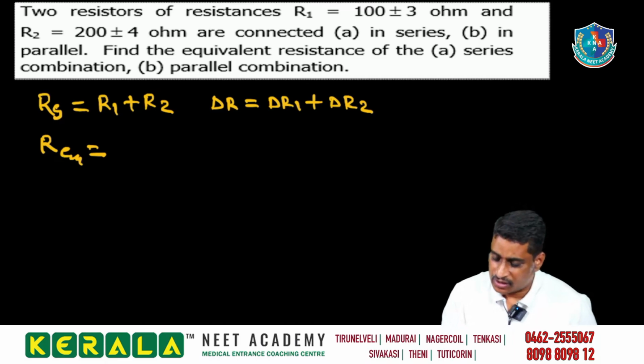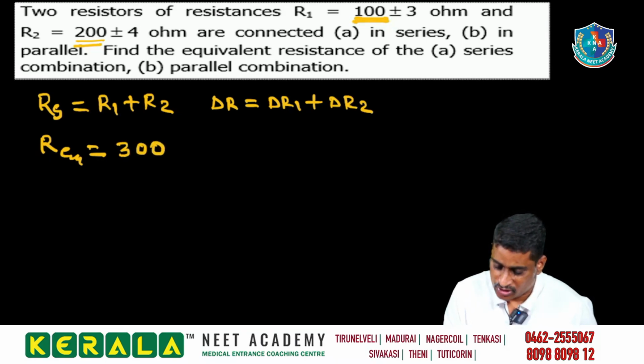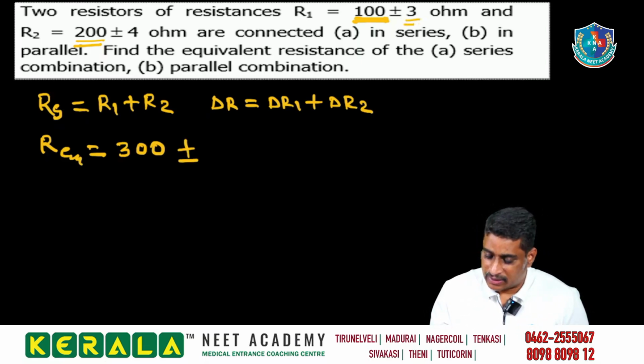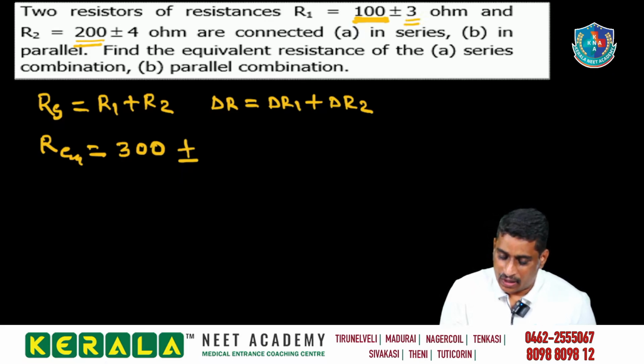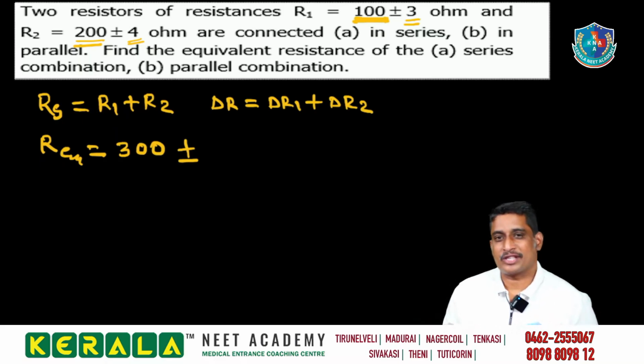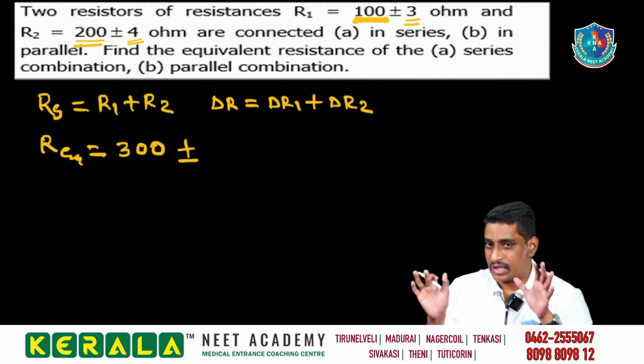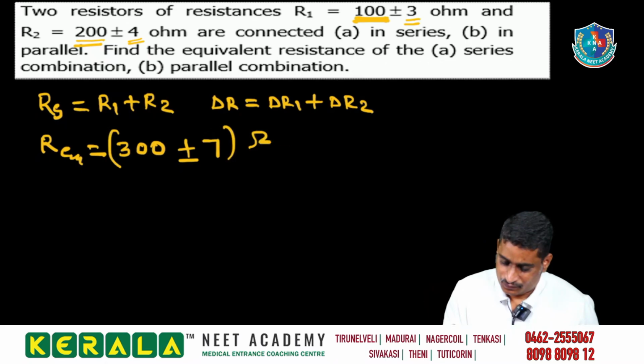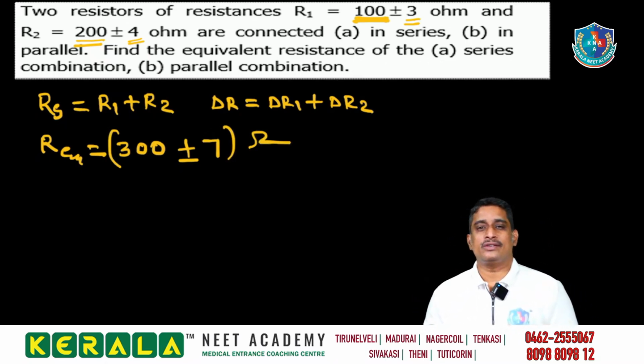Here R1 is given 100 ohms and R2 is given 200 ohms. Therefore, R effective in series combination is nothing but 300 ohms plus or minus. Here delta R1 is nothing but 3 and delta R2 is nothing but 4. Therefore, total error in the measurement of R in case of addition will be given by delta R1 plus delta R2, nothing but 7. This is the total resistance in series.